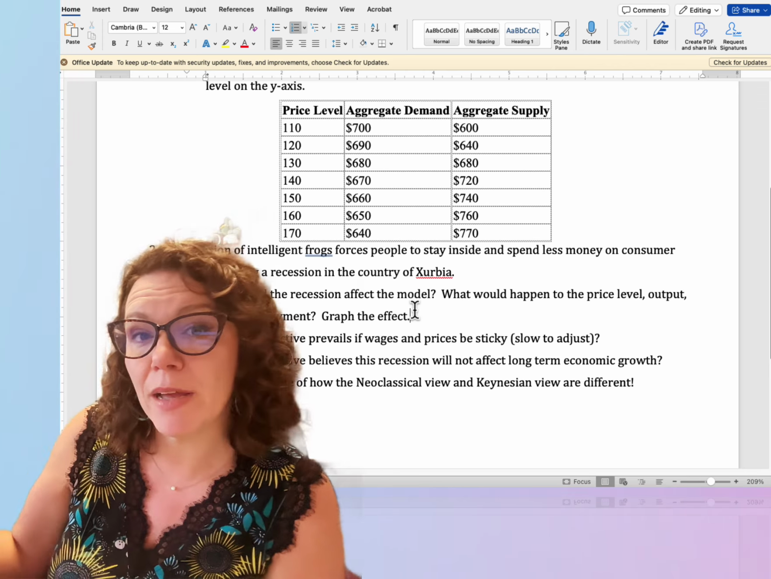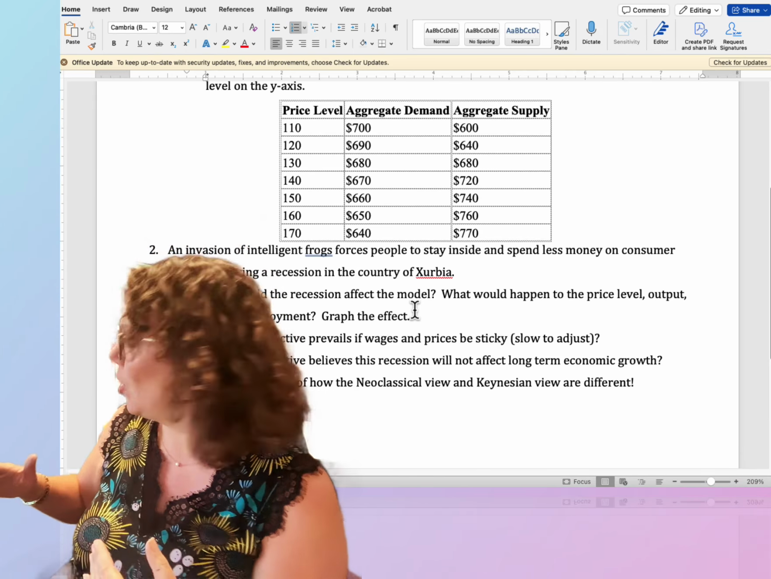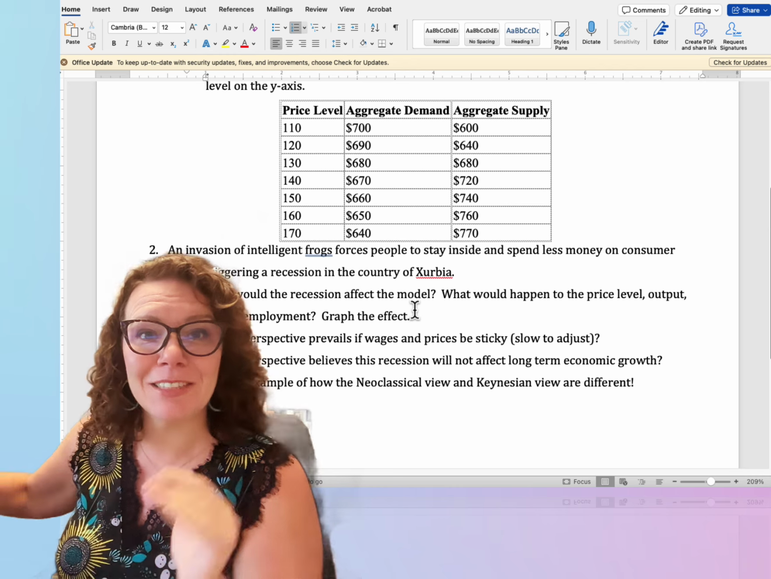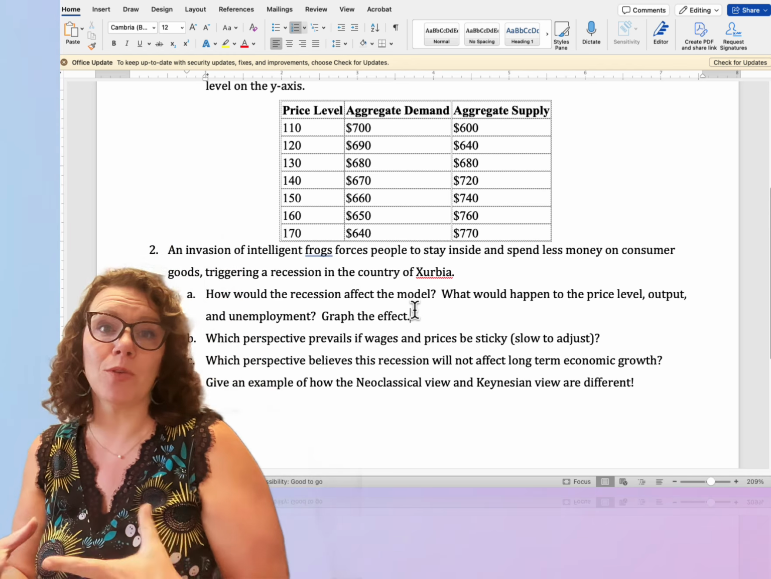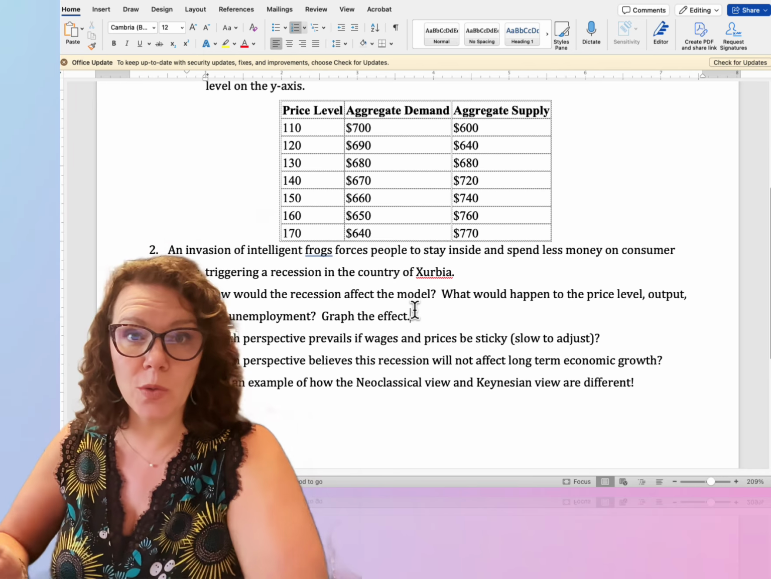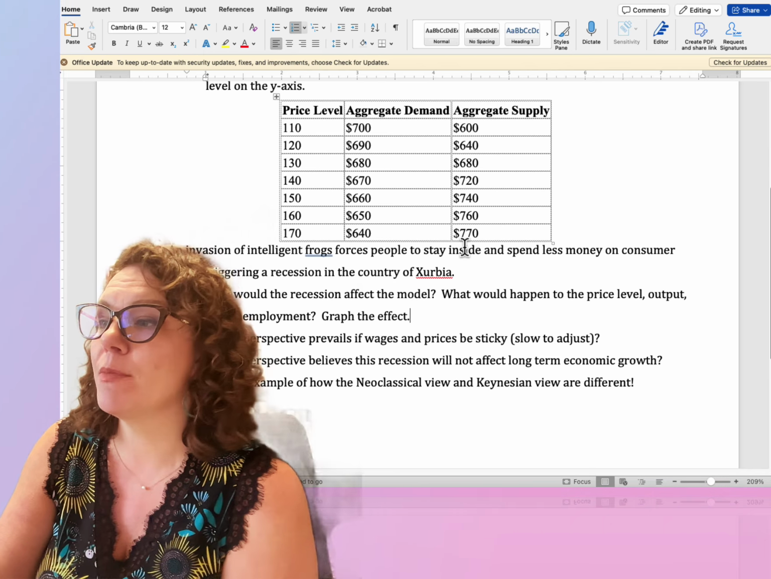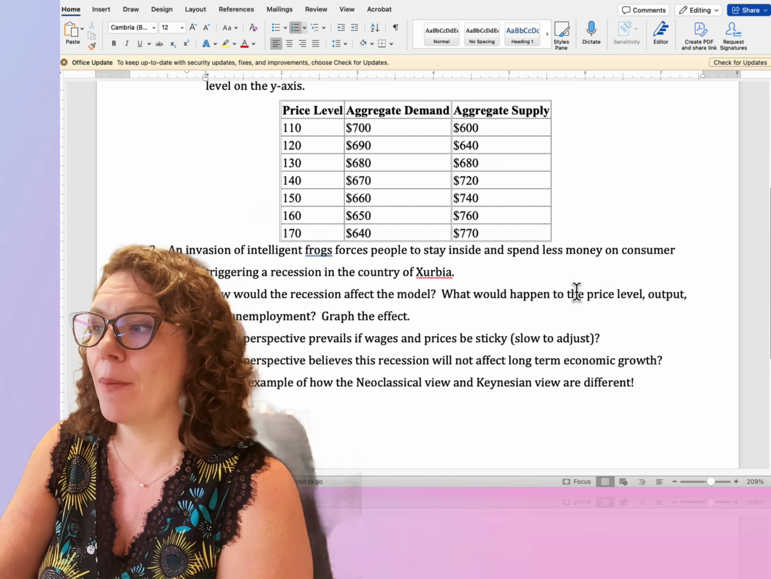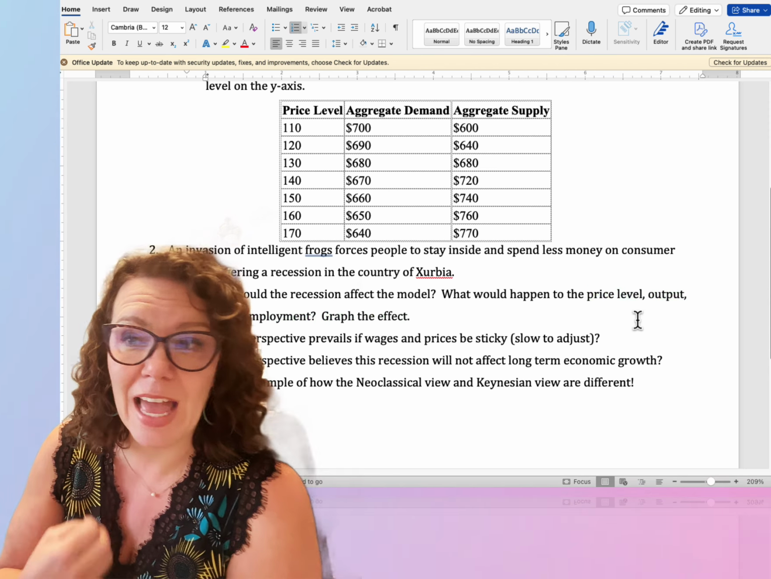They're not going to want to be spending, starting new businesses, those kinds of things. So the standard expectation is all those factors are going to shift that aggregate demand curve in to the left as people respond to bad news, something scary, reduced shopping, those kinds of things. So we want to graph that and then look at what happens to the price level, output, and unemployment on the X and Y axes.